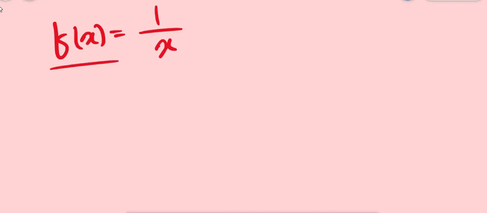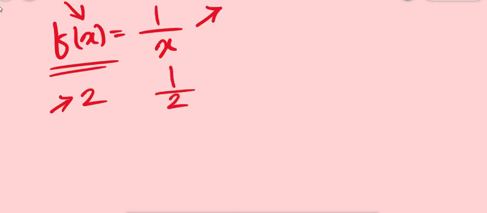What is a function? Just take it as a machine. Here you will give input and here you will receive output. So if I input 2 as the x value, the output I will get is 1 by 2. If I put 3 as the value of x, I will get the output as 1 by 3. If I put half as the value, I will get the output as 2. So let's assume we have that function.